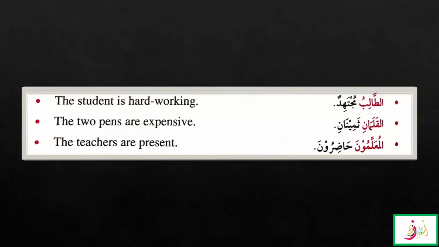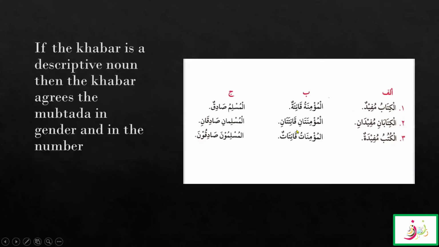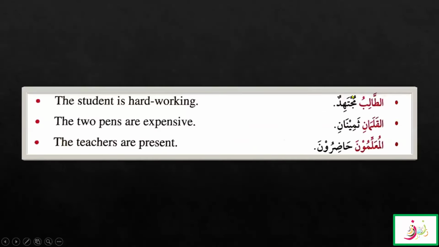So here there is an example in Jumla ismiyya about mubtada and khabar. At-talibu mujtahidun. The student is hardworking. Here, at-talib is the mubtada and mujtahidun is a khabar. Al-kalimani saminani. The two pens are expensive. Al-muallimuna hadiruna. The teachers are present. So here, these are mubtada and khabar for Jumla ismiyya because our sentence is starting with the ism.